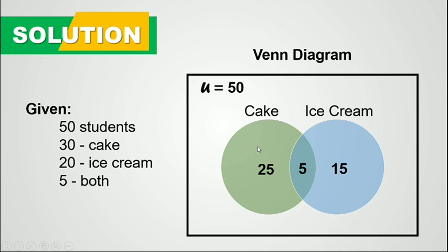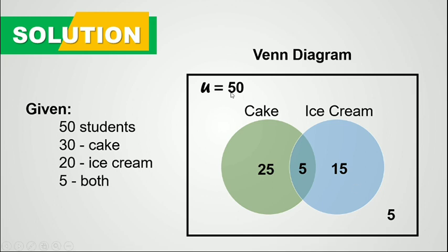And then you have to consider the number of students who were interviewed. It said that 50 students were interviewed. So if you add them all, 25 plus 5 is 30, plus 15 is 45. So where do we put the 5, since the total is 50? Therefore the 5 we're going to write outside of the circles, anywhere inside the rectangle but not inside the two circles, depending on your preference. So if you add them all, 25 plus 5 is 30, plus 15 is 45, plus 5 is 50. So there were 50 students.